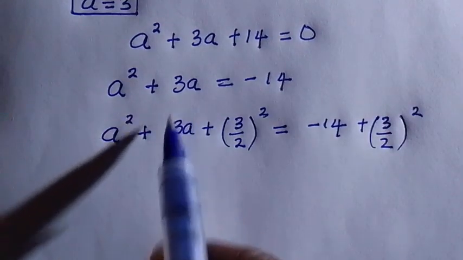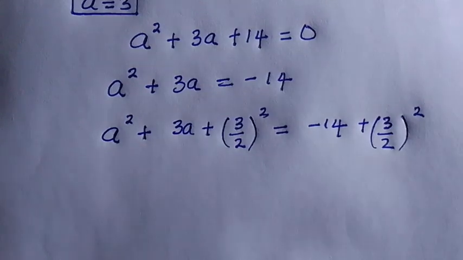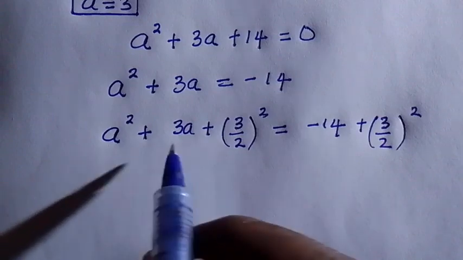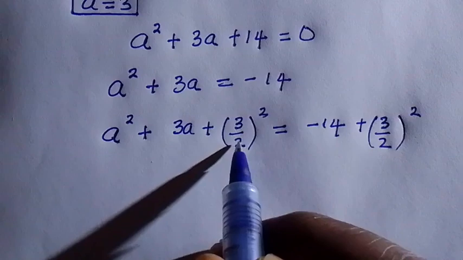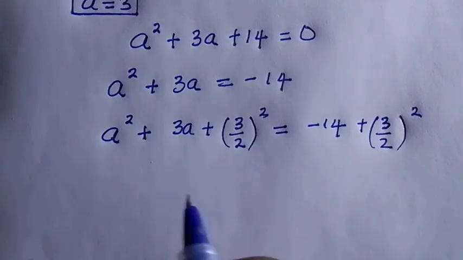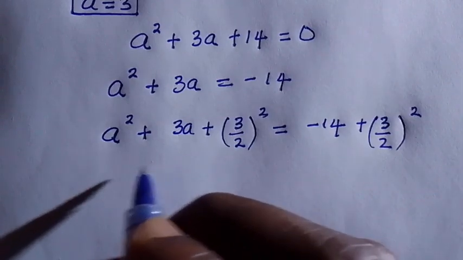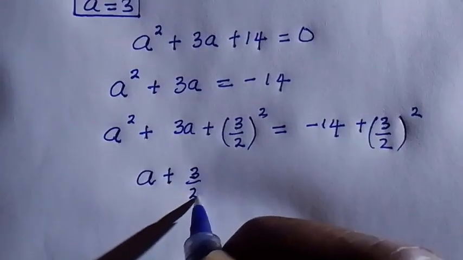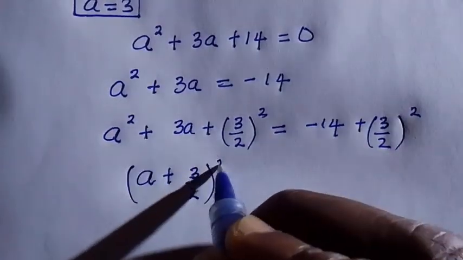So we take the average of this, then we square it and add it to both sides. Here is how it works. On getting to this side, we have to add this and this together, then pair it together and take the power of 2 to both sides. So when we take the power of 2 of this, we have a plus 3 divided by 2, all raised to the power of 2.